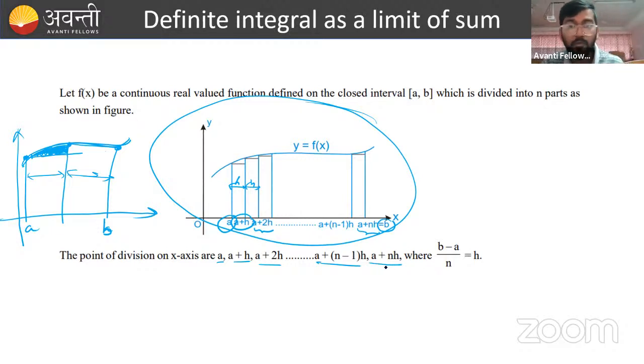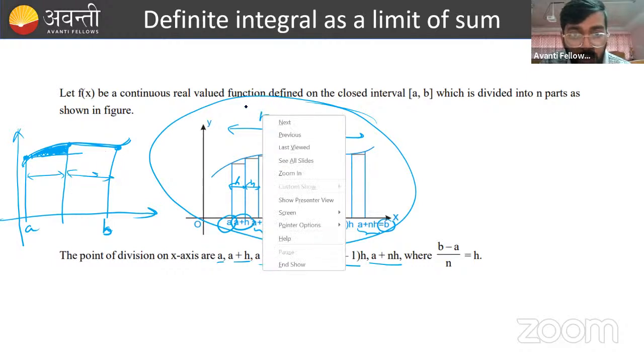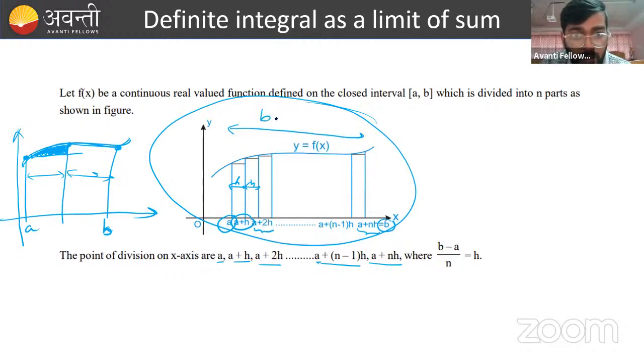Now what is h? How do we define h here? First of all, we should note that the distance in the interval a to b is b minus a, correct? Now this distance b minus a is supposed to be divided into n parts. So we take b minus a upon n, and that becomes my h. So h is defined from this space.